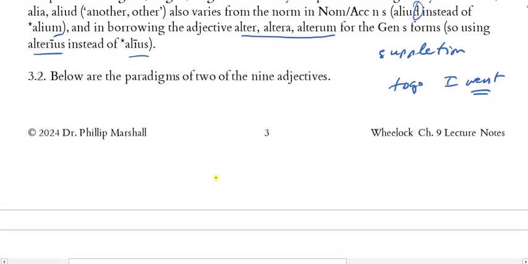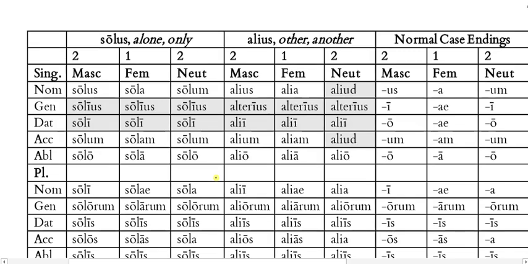So the paradigms of two of the 9 adjectives are here, and I've given you solus, alone, only, and alius, because it's got those other irregularities too. But aside from alius's irregularities, the 9 basically follow solus's form. And thankfully, the only difficulties are here in genitive and dative. But if you got your demonstratives down, this won't be too difficult. Okay, so I'll just read these with you. And I've put the normal case endings here just so that you can see the similarities and the differences.